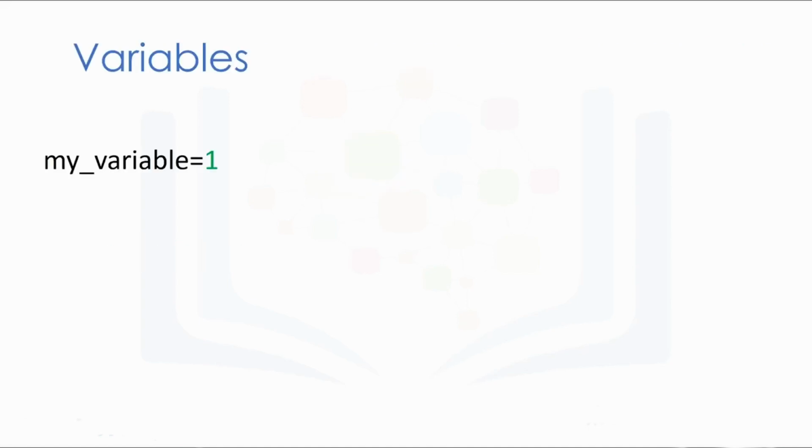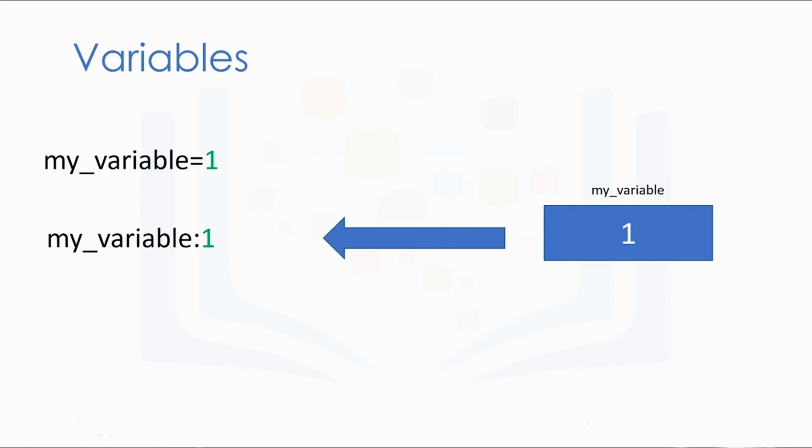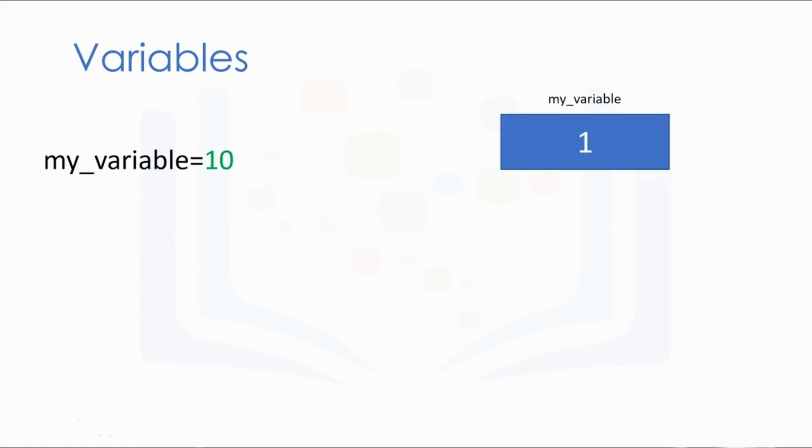We can use variables to store values. In this case, we assign a value of 1 to the variable my_variable using the assignment operator, i.e. the equal sign. We can then use the value somewhere else in the code by typing the exact name of the variable. We will use a colon to denote the value of the variable.